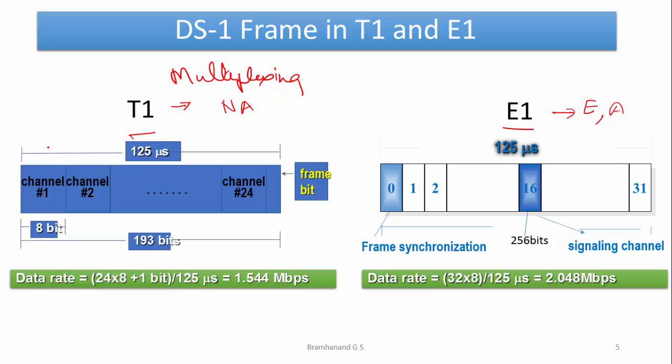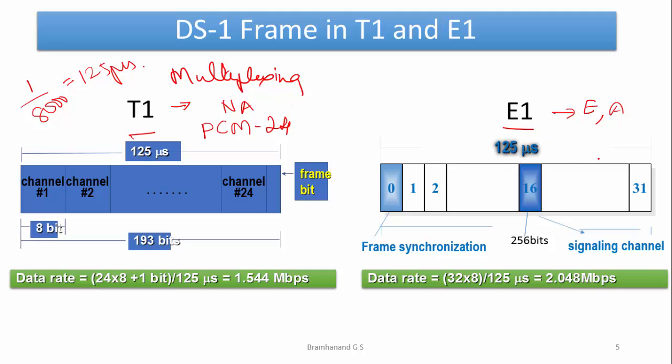If we multiplex 24 DS0 channels, this is called PCM24. So T1 is based on PCM24. 24 is because we have 24 channels. Now this has to be transmitted within 125 microseconds, because we have 8000 frames per second, and 1 divided by 8000 is equal to 125 microseconds.